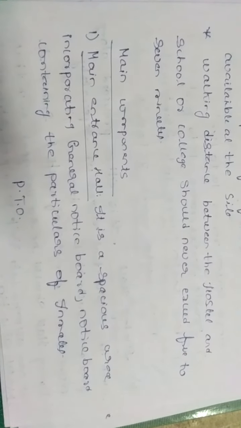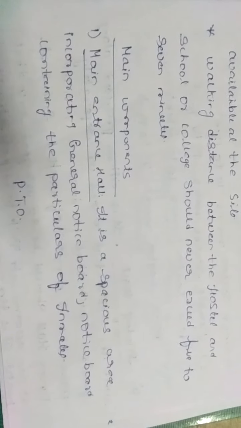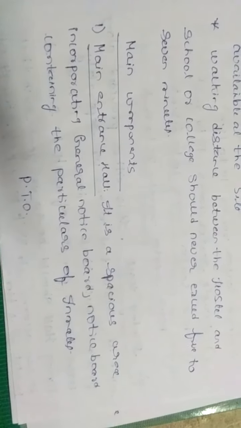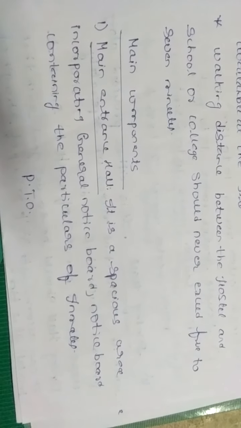So here, as we discussed in the previous video, we have seen what type of site should be selected for a hostel building. So now let us see what are the different components inside the hostel building. So here you can see the first one, the main entrance hall. The main entrance hall usually consists of a general notice board which is put up on the wall of the main entrance hall, and also it contains a notice board which gives us the details of all the students who are residing in that hostel.